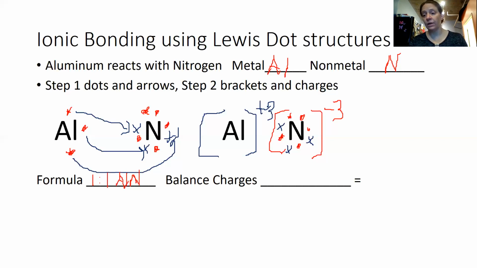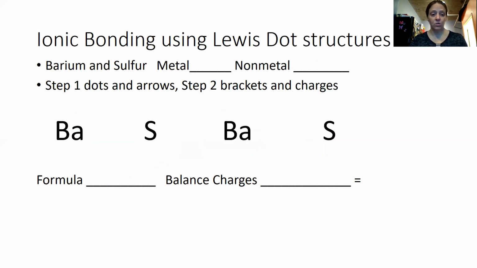All right, now I can balance my charges. Okay, so I have a +3. I have a -3. Okay, and perfect. It is a balanced compound. Okay, we want it to equal 0. Perfect. So I hope this is exactly what you had on your homework. Let's go ahead and move on to the next one.